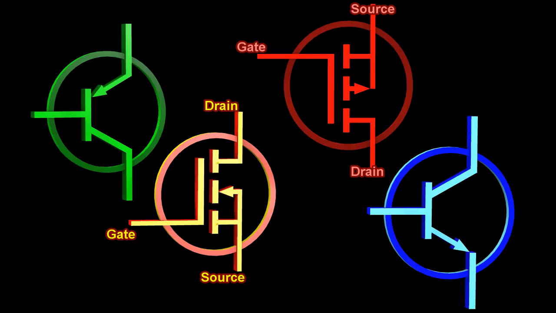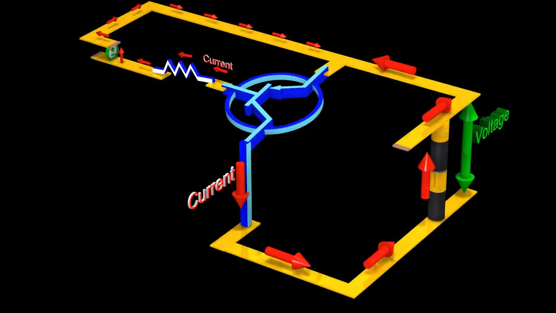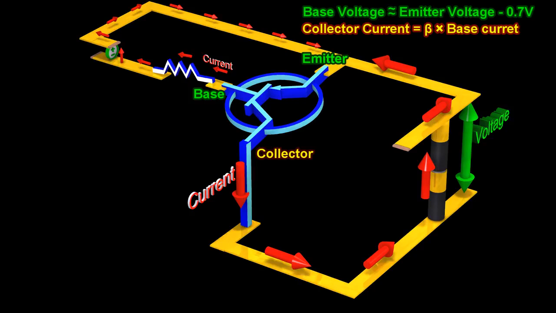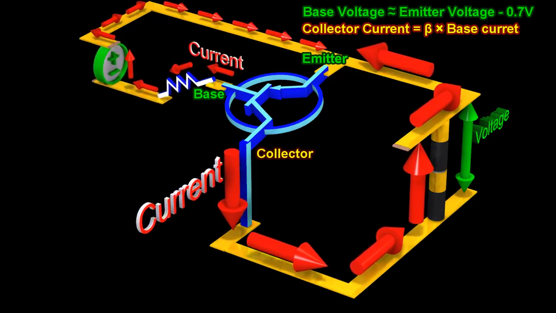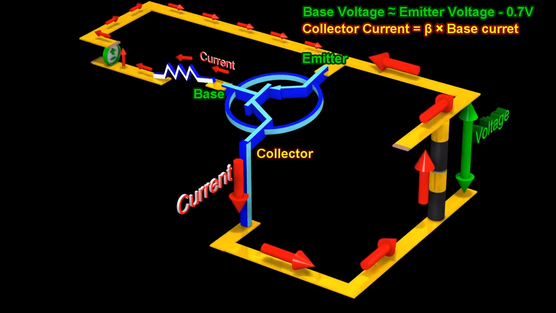The behavior of bipolar transistors is different than field effect transistors, and the terminals have different names. Here, when the current is flowing, the difference between the base voltage and the emitter voltage stays at about 0.7 volts, and the collector current is the base current multiplied by a large constant number.